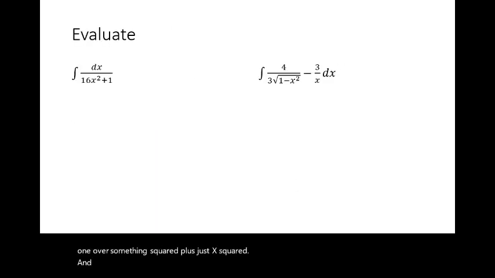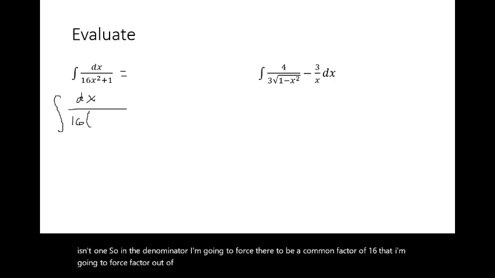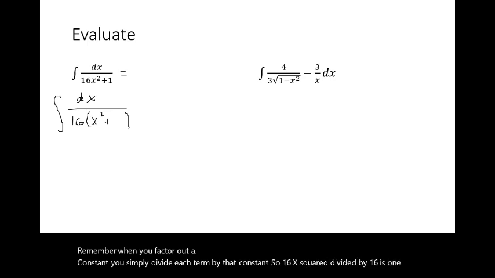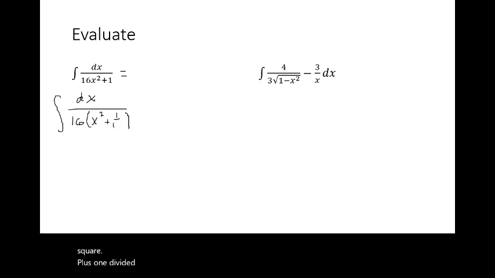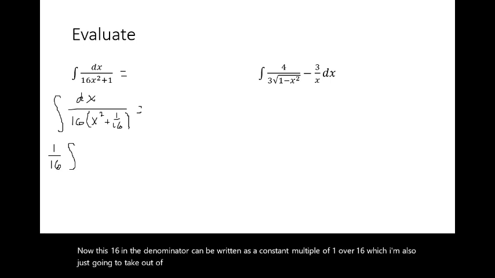The way that we are going to do that is we are going to kind of force a GCF where there isn't one. So in the denominator, I am going to force there to be a common factor of 16 that I'm going to factor out of both terms. Remember, when you factor out a constant, you simply divide each term by that constant. So 16x squared divided by 16 is 1x squared, plus 1 divided by 16 is 1 over 16. Now this 16 in the denominator can be written as a constant multiple of 1 over 16, which I'm just going to take out of the integral entirely so that I don't have to worry about it.